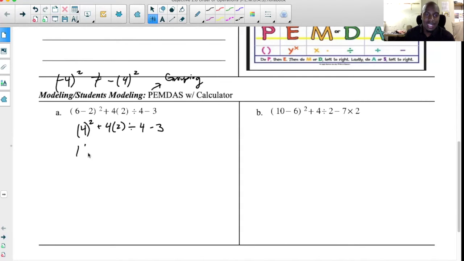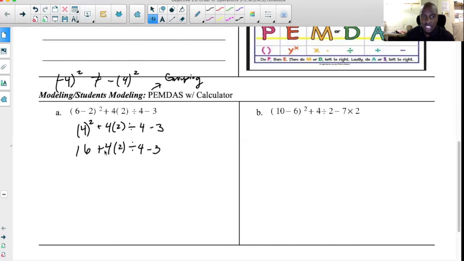4 squared is 16, plus 4 times 2, divided by 4 minus 3. Now notice here, I did 4 squared, right? 4 squared is really 4 times 4, that gave us 16, plus 4 parentheses 2, which means 4 times 2, divided by 4 minus 3.